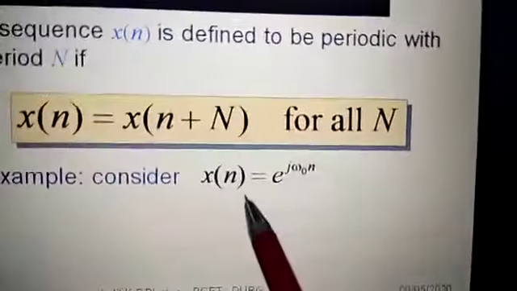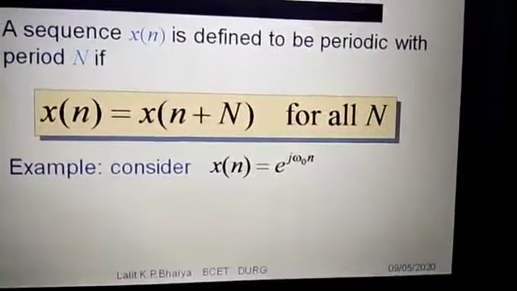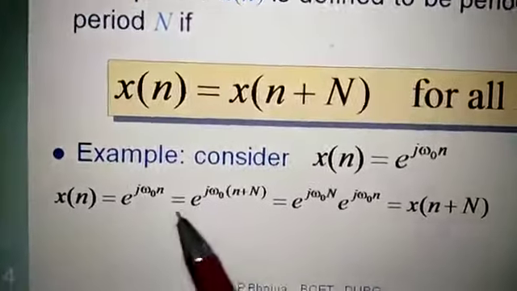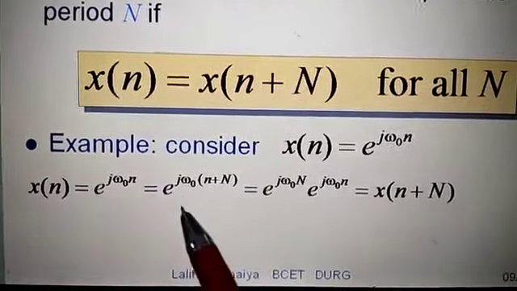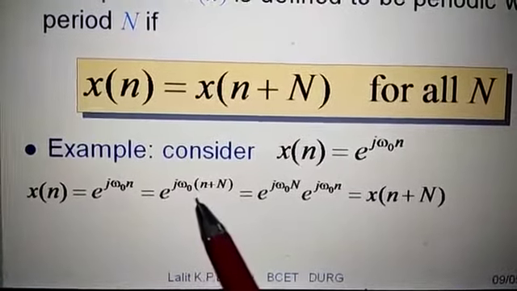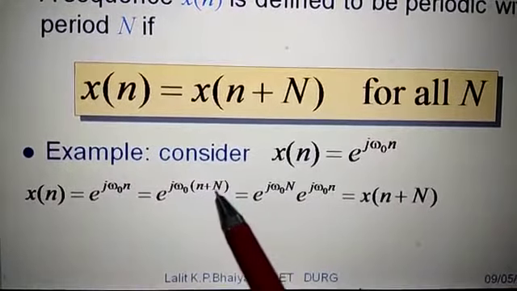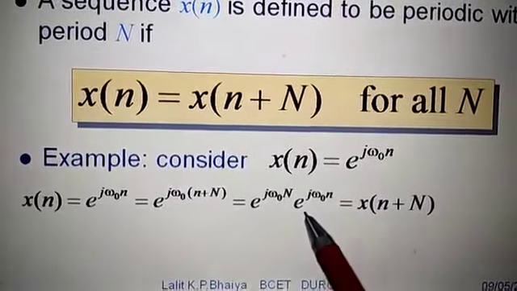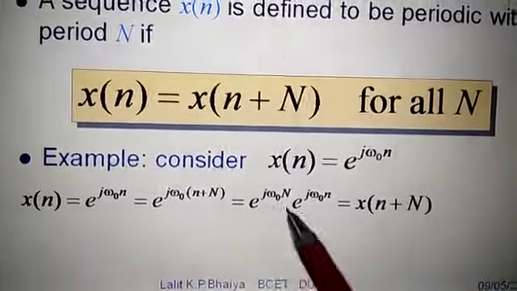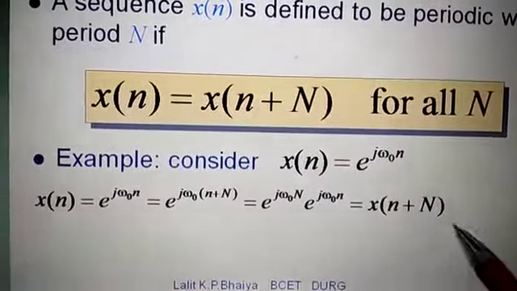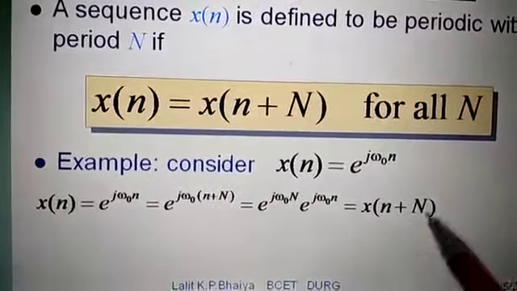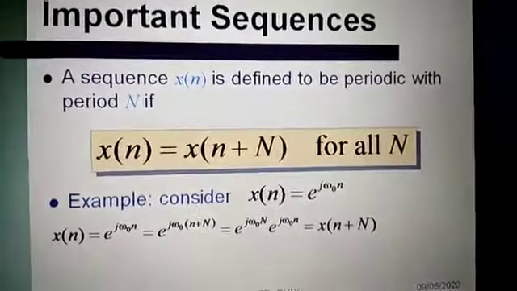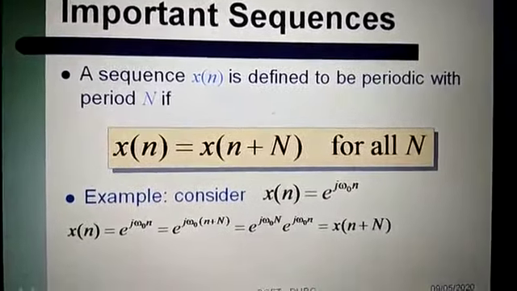Here, consider this x of n is equal to e to the power j omega naught n. Omega naught is the frequency. Then x of n is equal to e to the power j omega naught n can be written as e to the power j omega naught into n plus N, where this capital N is the period. It can be written as e to the power j omega naught n into e to the power j omega naught N. You can separate this. This is nothing but x of n plus N. So this is called the property of the periodicity. So using this property of periodicity, you can get the signals like this.